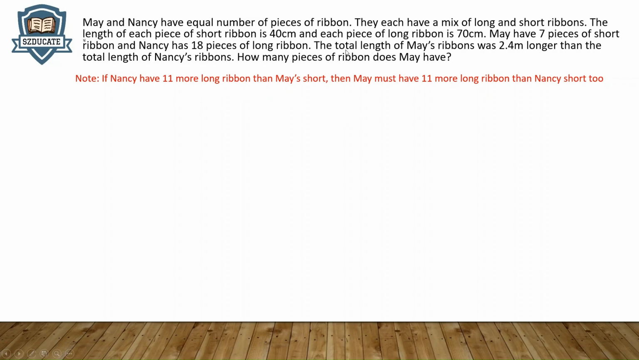Because overall they must have equal. So for example, now Nancy has 18, May has 7. Nancy has 11 more. Then the part that we don't know, that means the long part of May and the short ribbon of Nancy, that part May must have 11 more. So May must have 11 more long ribbons than Nancy's short too.